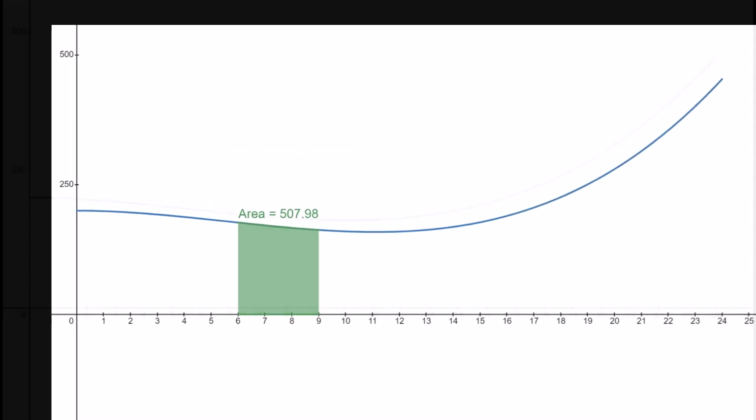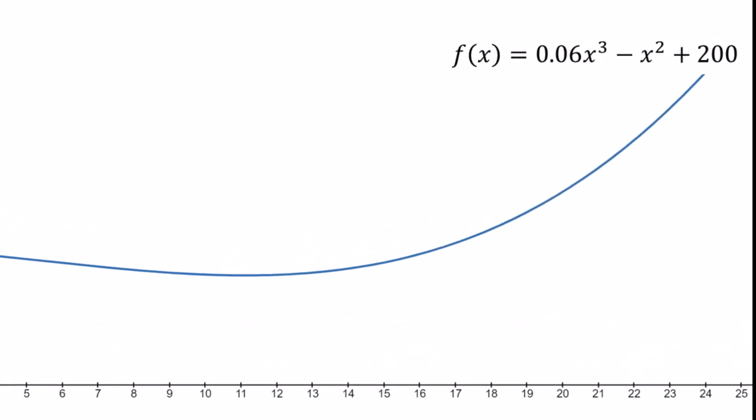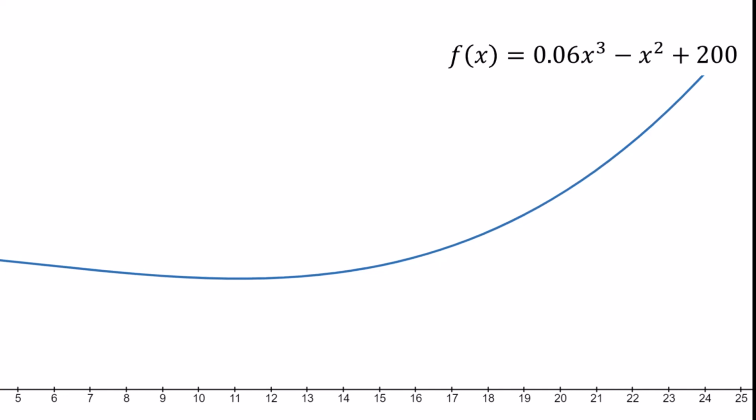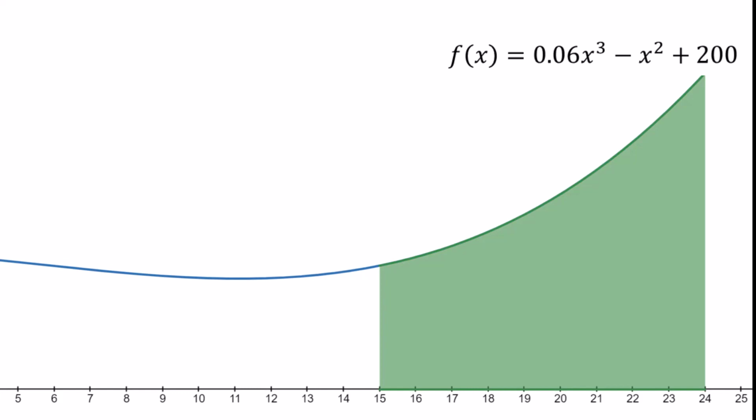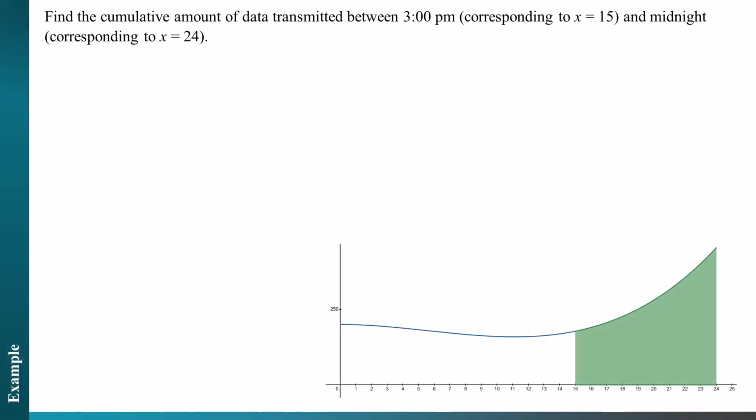The function that represents the amount of data transmitted is f of x equals 0.06x cubed minus x squared plus 200. We can see that gaming increases significantly after school hours. Find the cumulative amount of data transmitted between 3 o'clock p.m., corresponding to x equals 15, and midnight, corresponding to x equals 24. The cumulative amount of data transmitted is given by the definite integral of f of x, from x equals 15 to x equals 24.